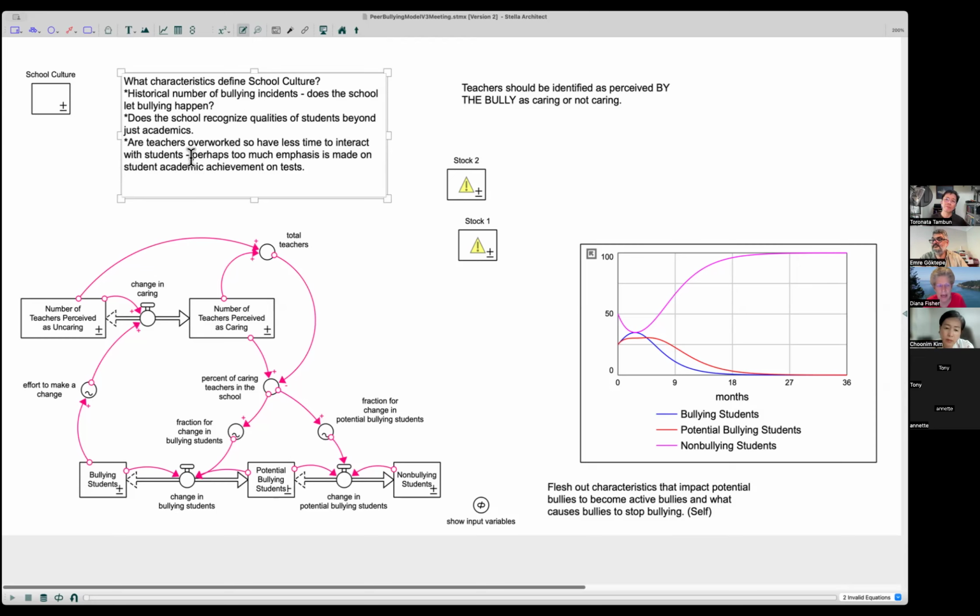This could actually be two different things. Maybe this should be, is there too much emphasis on student academic achievement on tests?